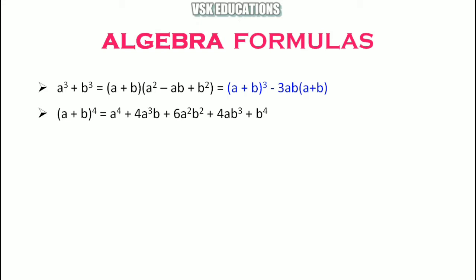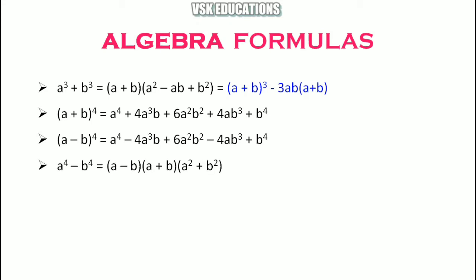a plus b whole power 4 is equal to a power 4 plus 4a cube b plus 6a square b square plus 4a b cube plus b power 4. a minus b whole power 4 is equal to a power 4 minus 4a cube b plus 6a square b square minus 4a b cube plus b power 4. Next formula, a power 4 minus b power 4 is equal to a minus b into a plus b into a square plus b square.